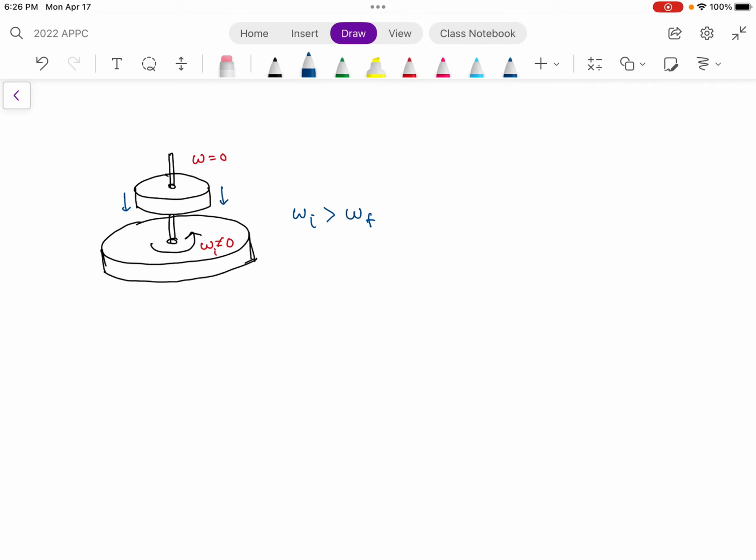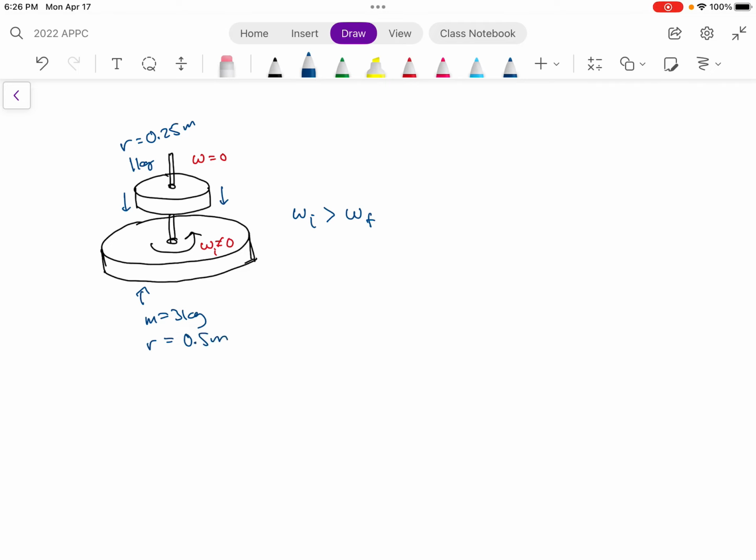Let's say this one is 1 kilogram, and it's got a radius of 0.25 meters. And let's say this larger disk has a mass of 3 kilograms, and it has a radius, a lowercase r, of about 0.5 meters.